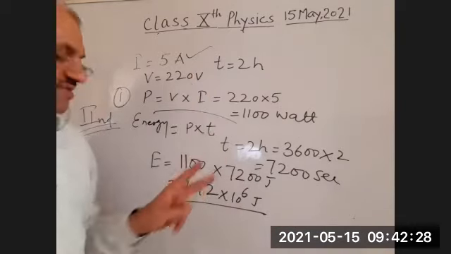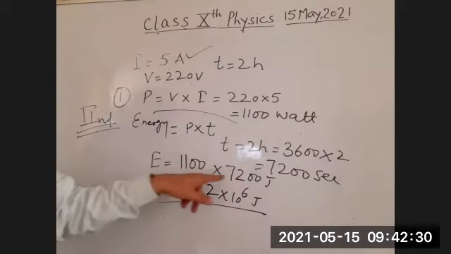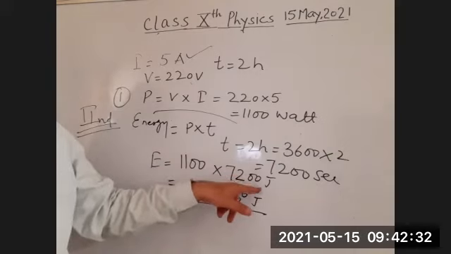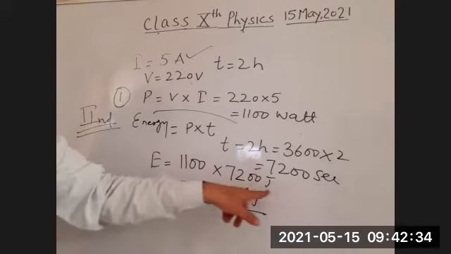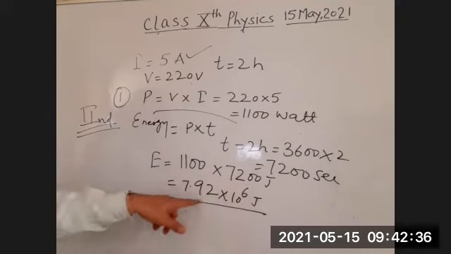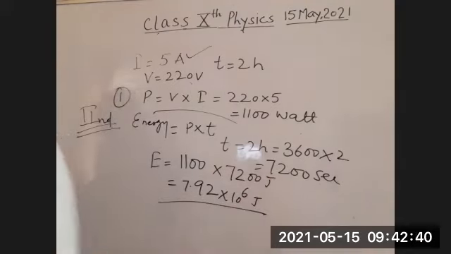Now simply 1100 multiplied with 7200, and the answer will be in joules. Is it clear, students? Answer will be in joules. Is it clear, students? Yes.